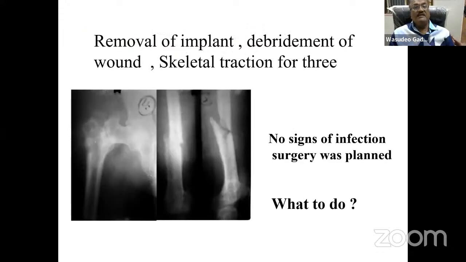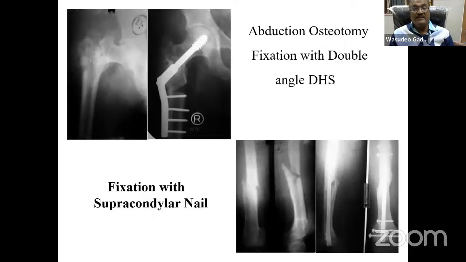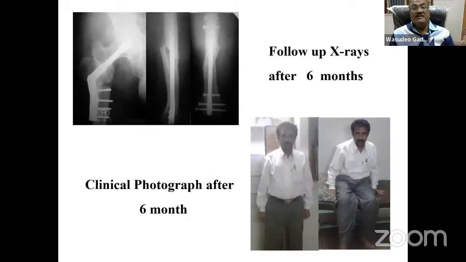So what I did was removal of the implant, debridement of the wound, and skeletal traction for 3 weeks. There were no signs of infection, and therefore surgery was planned. Ultimately, I did abduction osteotomy fixation with a double-angled DHS. You can see here what I did at that time, and fixation with a supracondylar nail for the femur fracture. And you can see here the follow-up after 6 months.